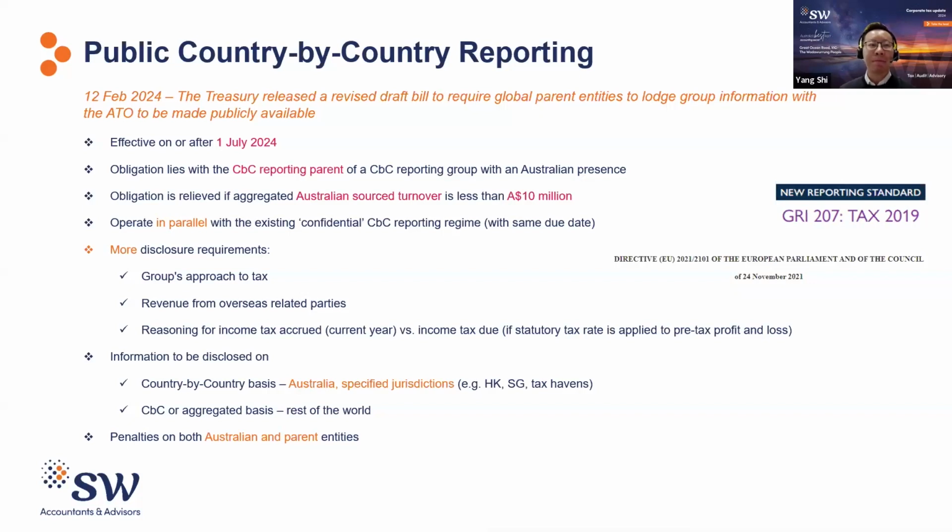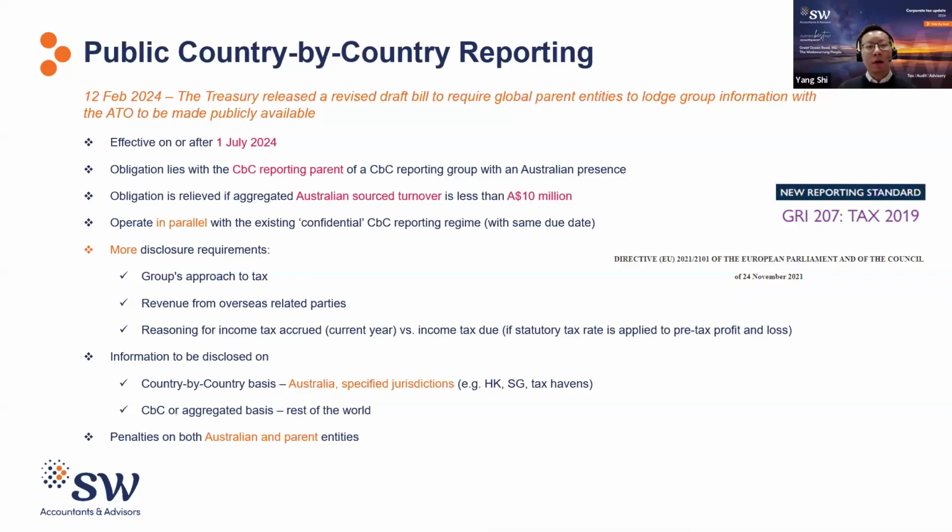not apply. And once legislated, this requirement will take effect from the 1st of July this year and will operate in parallel with the existing confidential CbC reporting regime. The due dates for both confidential and public reporting regime will be the same, being 12 months after the year end. However, compared to the existing confidential regime, the public CbC report asks for more.